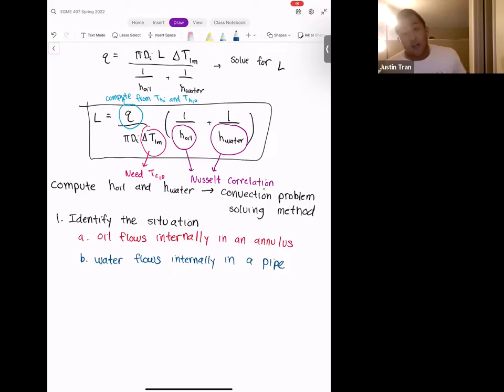Right. And the water, which is inside the inner cylinder, flows inside just a regular pipe. And so we've done this one before. So there is our situation.